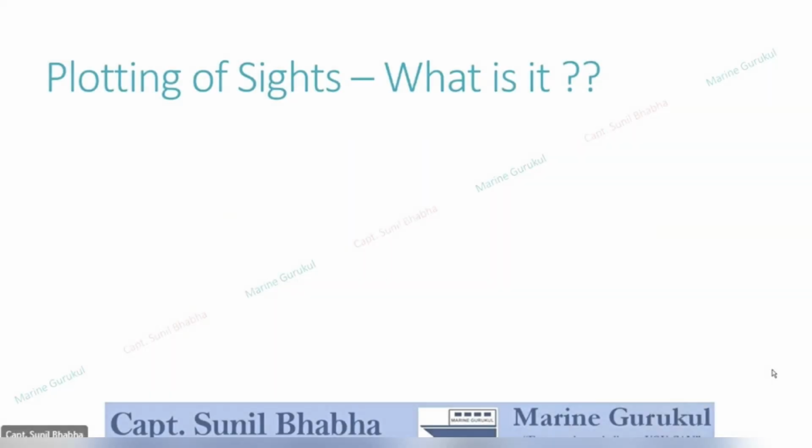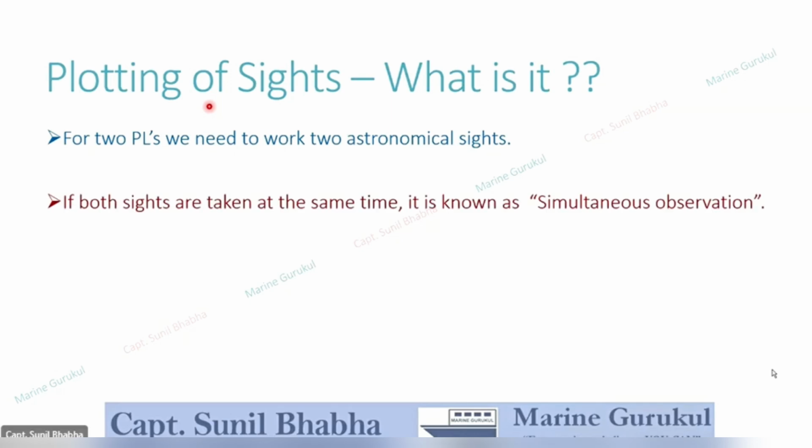Now, for obtaining 2 position lines, we need to work at least 2 astronomical sites. One observation gives us 1 PL, the second observation gives us the second position line, and once we have these 2 PLs, we can plot them on the chart or on our plot, and wherever these 2 lines intersect will be the position of the ship.